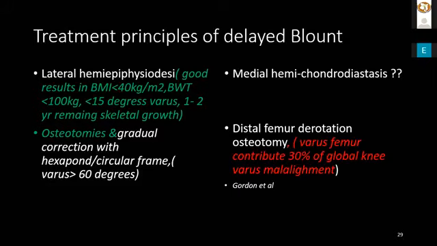Medial hemichondrodiastasis. The problem with that technique is, of course, the pins may go through the joint, and if they get infected, you precipitate septic arthritis. So it's not a commonly performed procedure. Distal femur derotation osteotomy, you have said it contributes to the varus deformity, and you may go for the tibia.